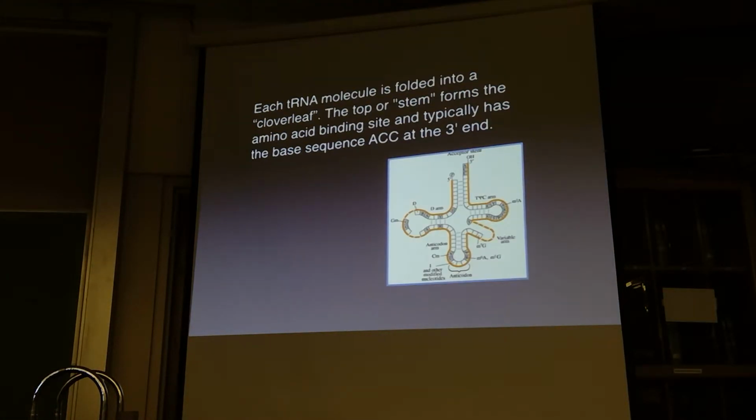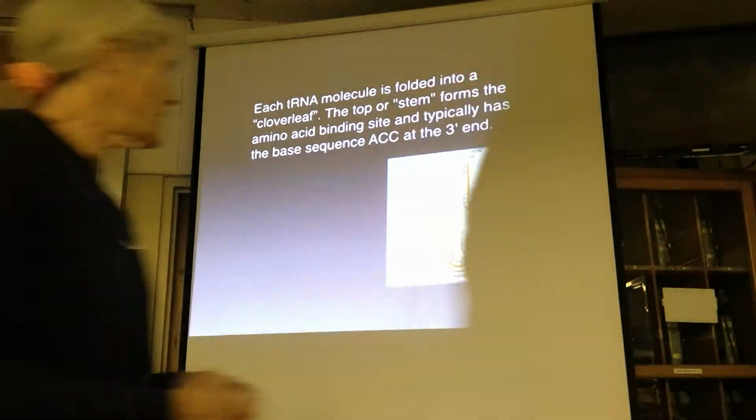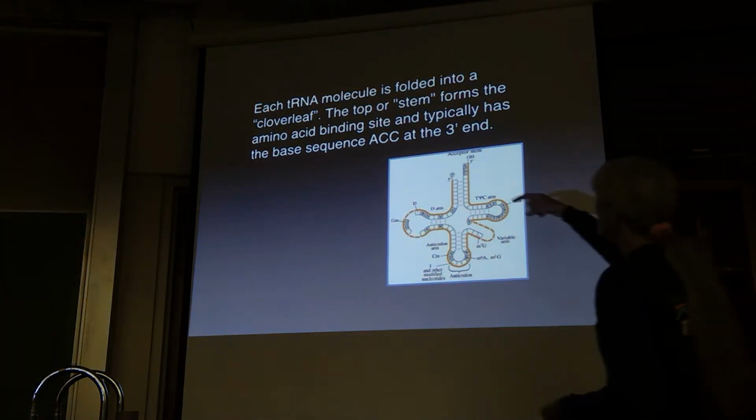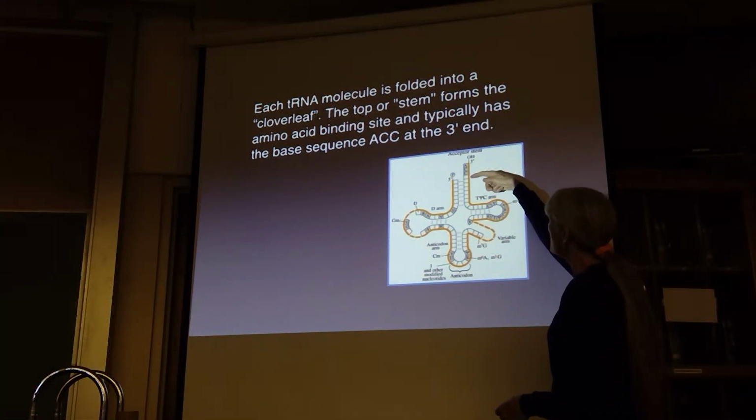The other thing about transfer RNA is that at the top of the stem, there's typically a sequence that reads ACC from the 3' end. That's where the amino acid is going to attach. So our transfer RNA, this kind of weird clover-like shape, up here at the top of the stem is where the amino acid is going to attach.